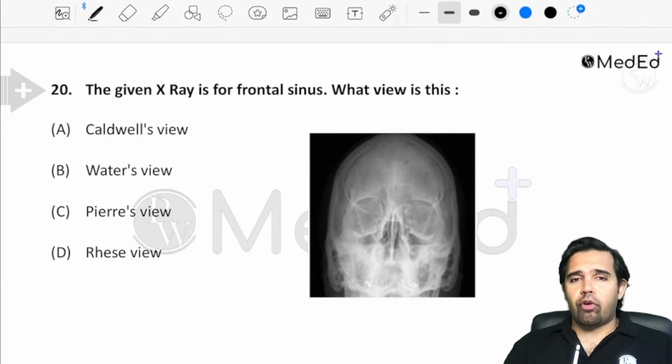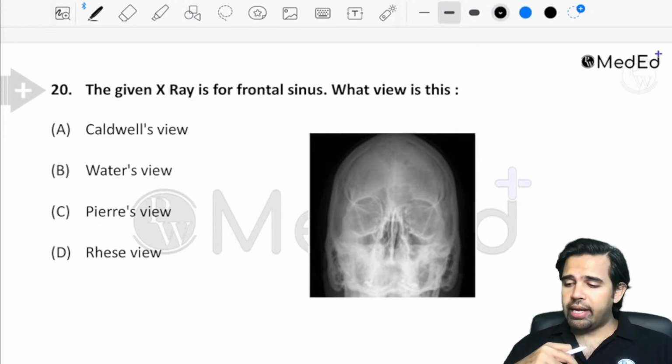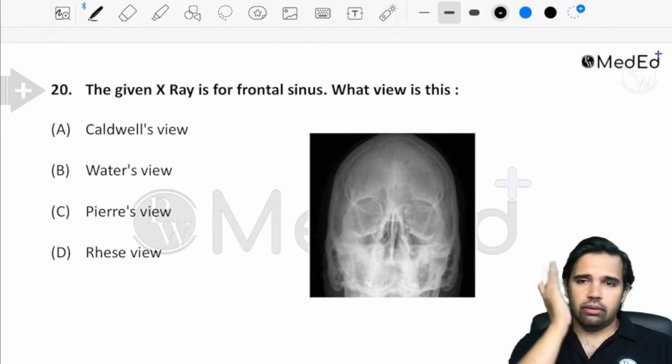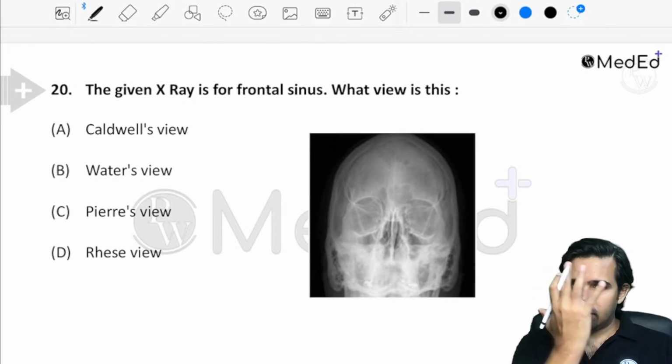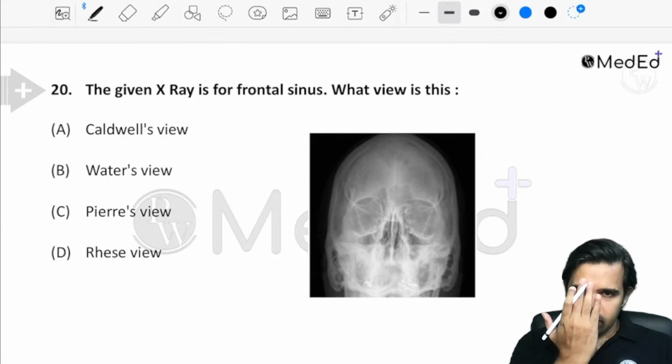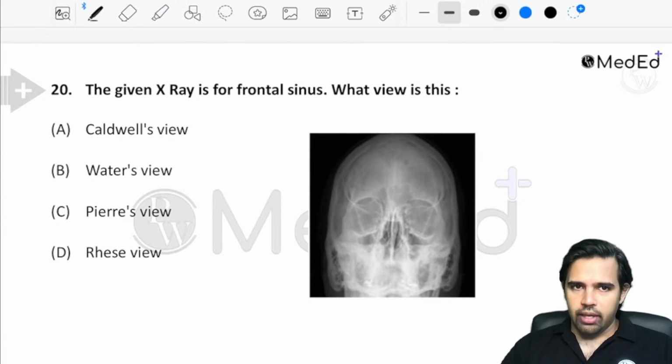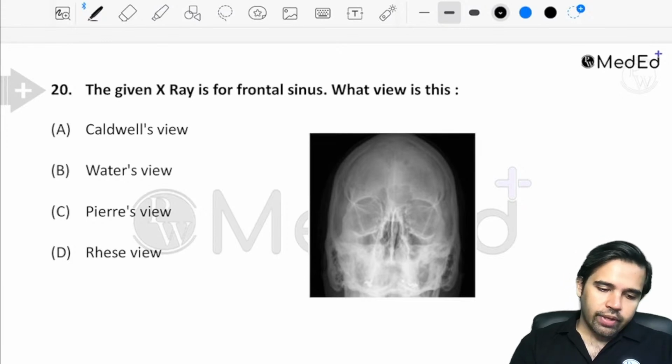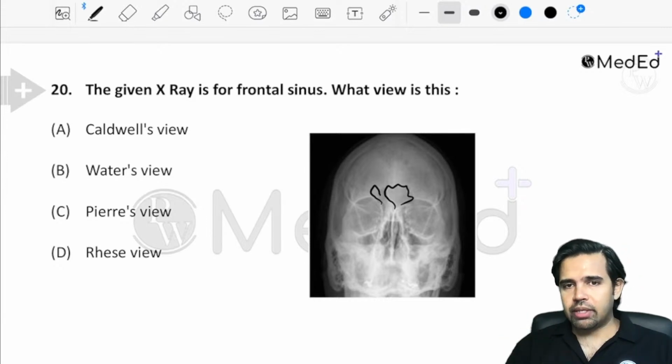There's a given X-ray for the frontal sinus. What view is this? Caldwell view, Waters view, Pierre's view, or Race's? What are these views? So this is basically a Caldwell view. This is occipitofrontal. That's why it's showing a mirror image right in front of you. That's why you can see this frontal sinus. Left side is a little bigger, right side is slightly hypoplastic.